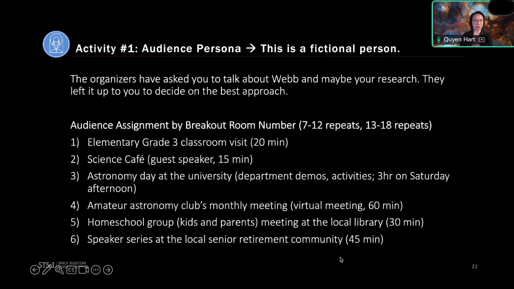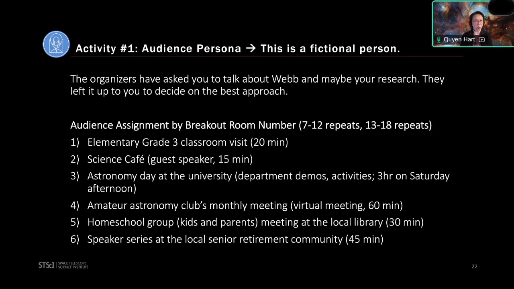So for this activity here, you're asked by the organizers, so you've been invited, and they said, oh, we want you to talk about Webb and maybe your research. But they left it up to you on the best approach. So that's the only guidance that you have. All right, so we can each do, so room one, you'll see that your breakout room will have numbers at the top of the window when you go in.